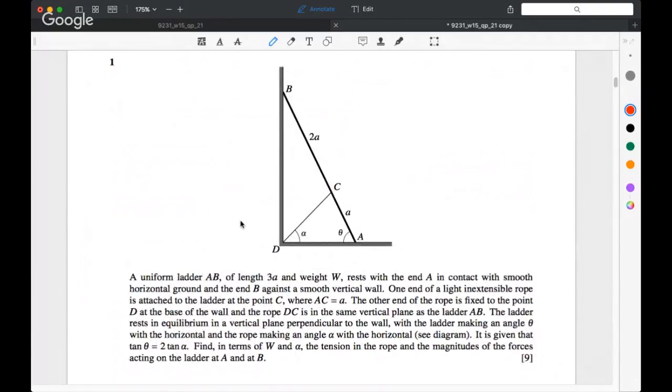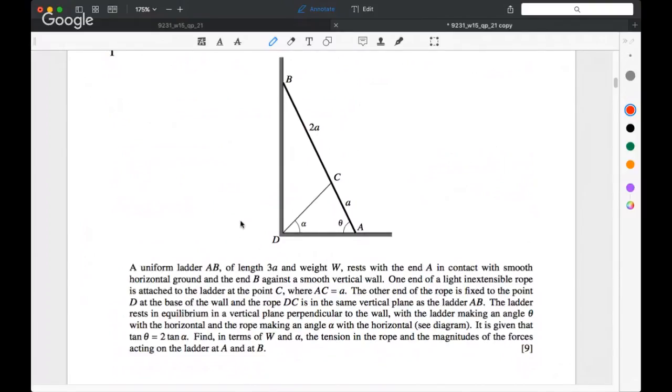It says it's about a uniform ladder, its length is 3a, and there's a light inextensible rope coming from D to C, and just crack on and solve.